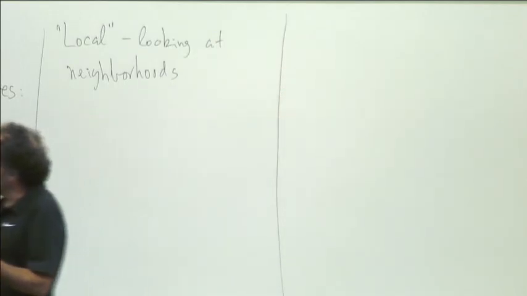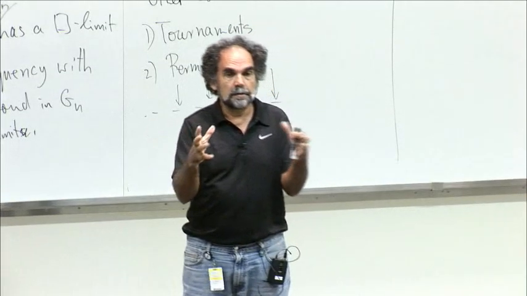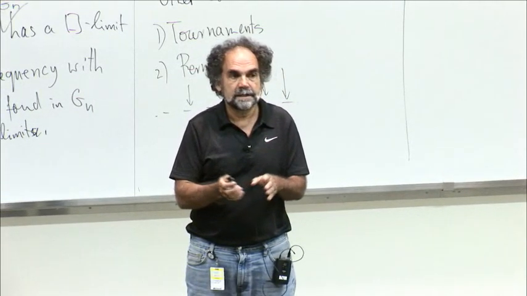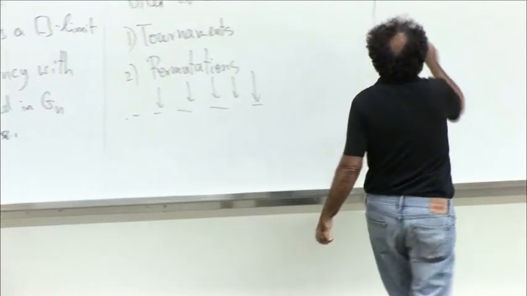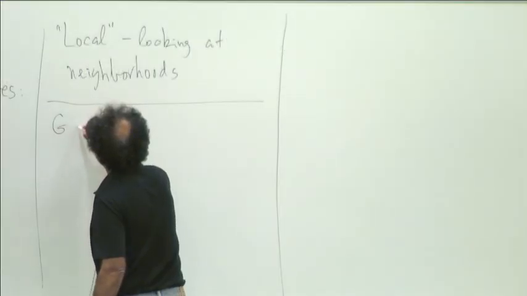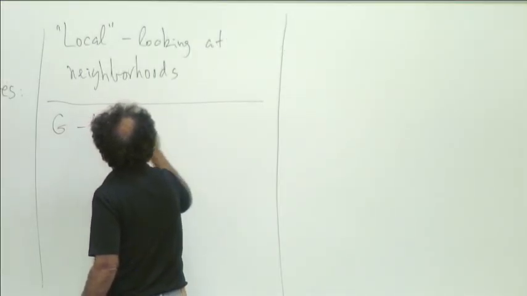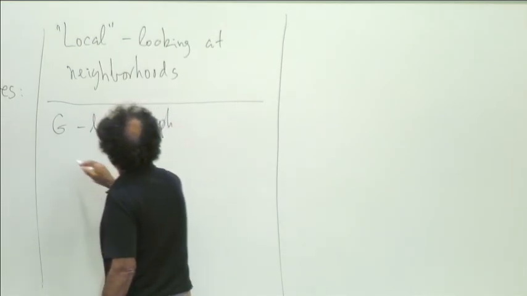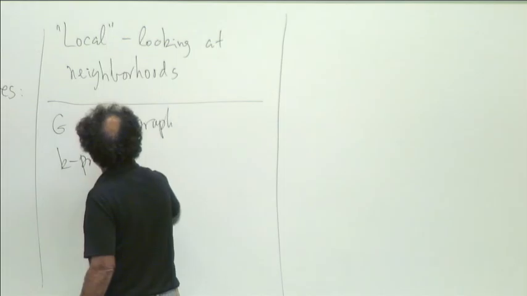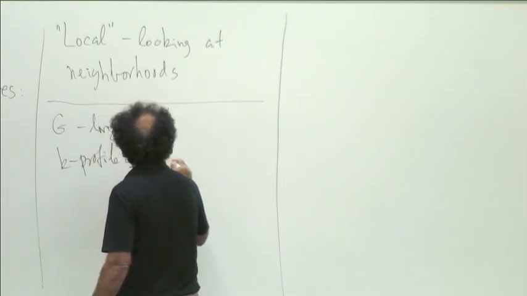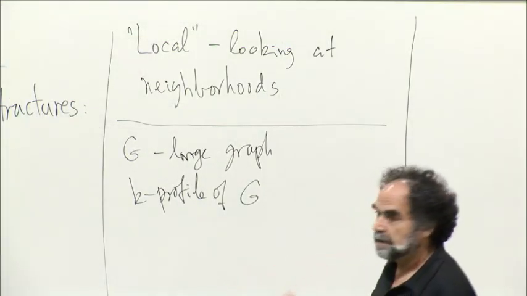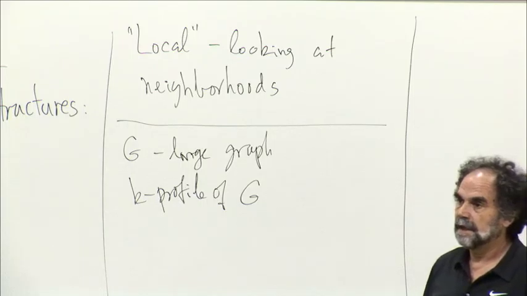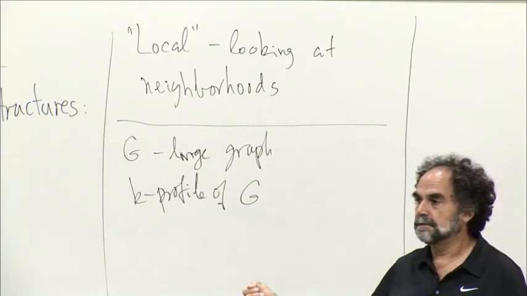So what are we doing? We are going to have a large graph, and most of the time, as I said, I will speak about graphs. We're going to look at k-element subsets. This is called the k-profile of a graph. So G is a large graph, and k is an integer. The k-profile of G is this: you're looking at all the k-element subsets of vertices. Each k-element subset spans a k-vertex graph. So this induces a distribution on k-vertex graphs. This distribution is the k-profile of G. Okay?